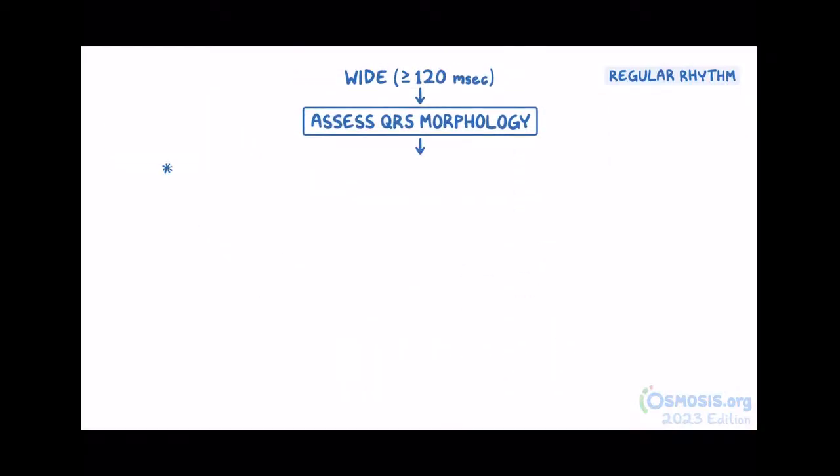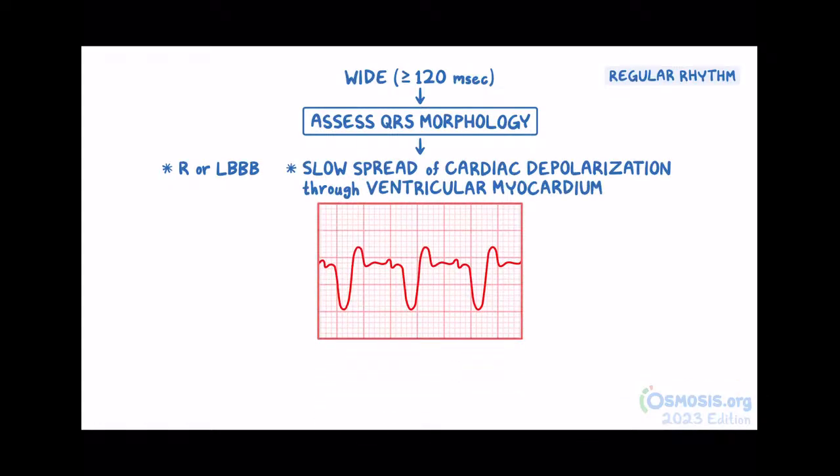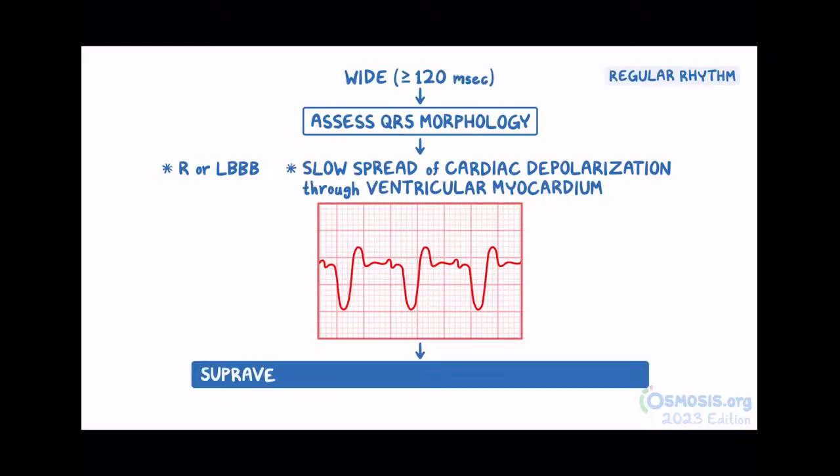On the other hand, the presence of a right or left bundle branch block can also slow spread of cardiac depolarization through the ventricular myocardium, which results in a wide QRS. This is known as aberrant conduction. When atrial activity is present, but a wide complex tachycardia is present, you can diagnose supraventricular tachycardia with aberrancy.